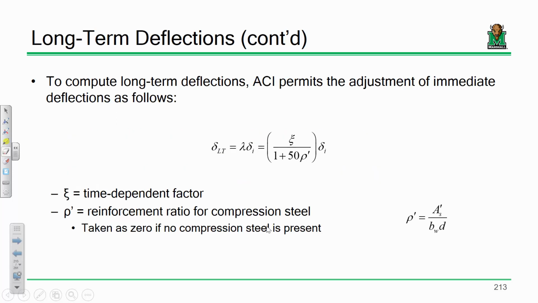Okay. Now, here's how we assess long-term deflections. We take our immediate deflections and we then adjust them through a modification factor. Now the modification factor is this term here that's in parentheses. It's this term xi divided by the following quantity.